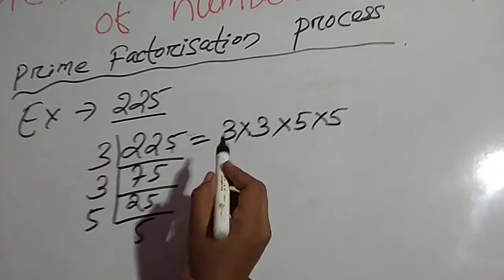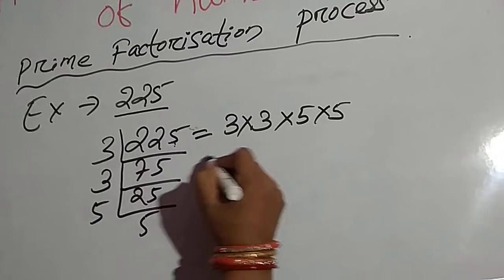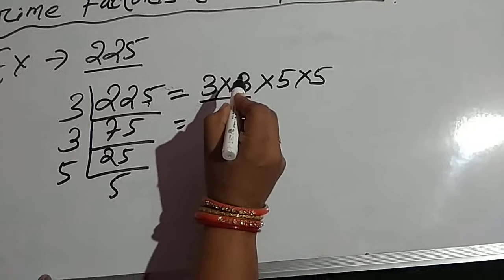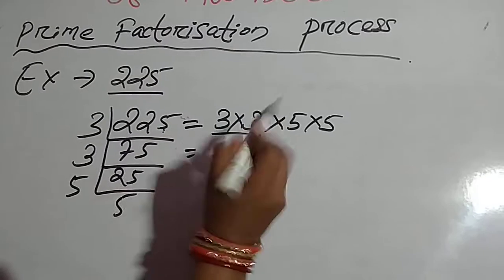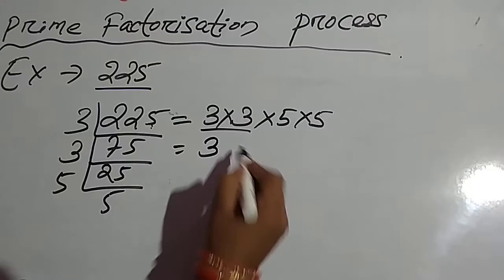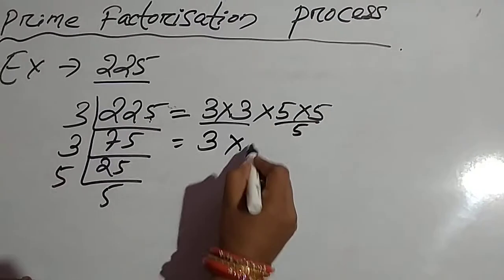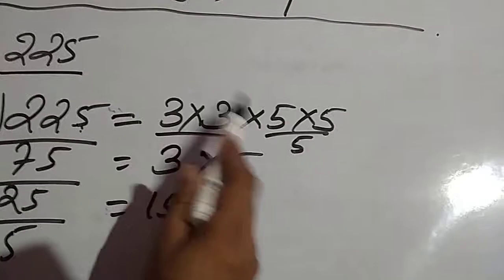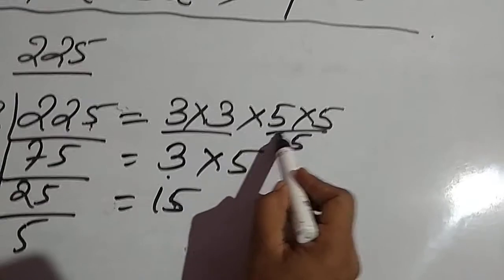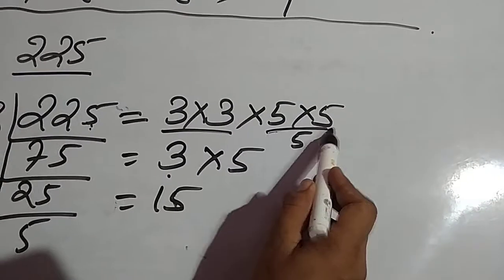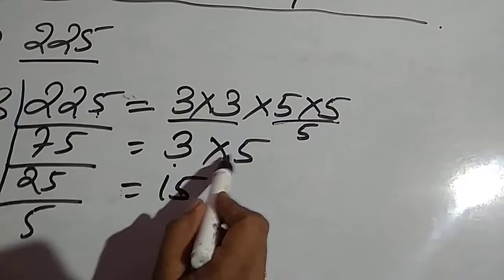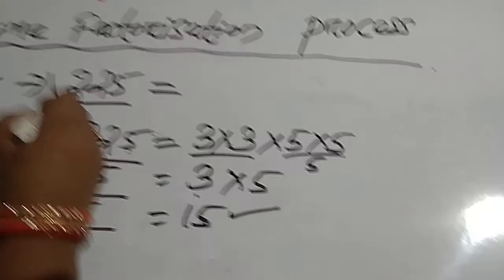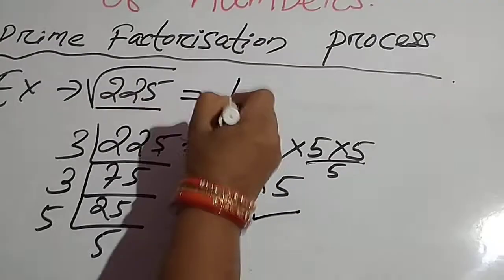So when we find the square root of a number, taking the product of two equal factors, we get only one, that number 3. Again, only 5. So we take the product of two 3s, we get one 3. Again, the product of two 5s, we get only one 5. So 3 into 5 equals 15. Means the square root of 225 equals 15.